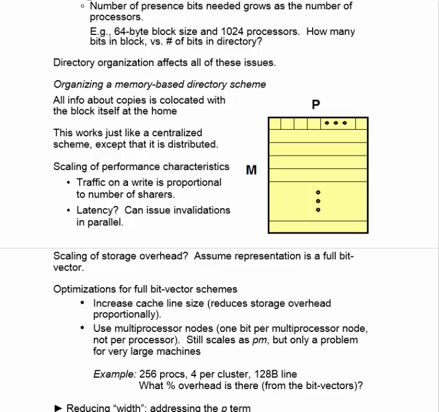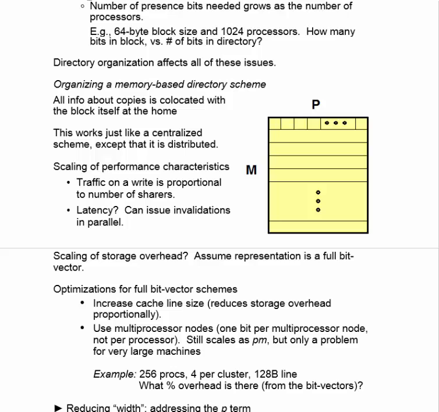Now in a few minutes we're going to see that we don't have to keep a full bit vector to record where the blocks are, but for now let's assume that we have a full bit vector. How can we make that full bit vector scheme use fewer bits? Well, the first thing we could do is increase the size of cache lines, because every time we do that, we increase the size of a memory block, so we decrease the number of blocks that there are in main memory for any given quantity of main memory.